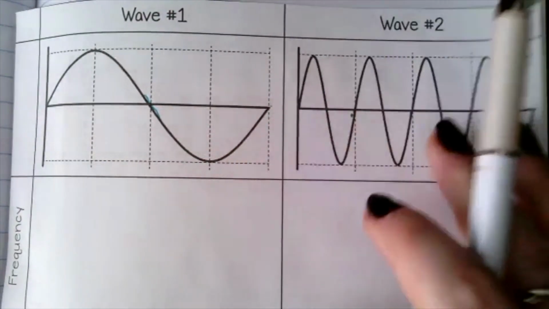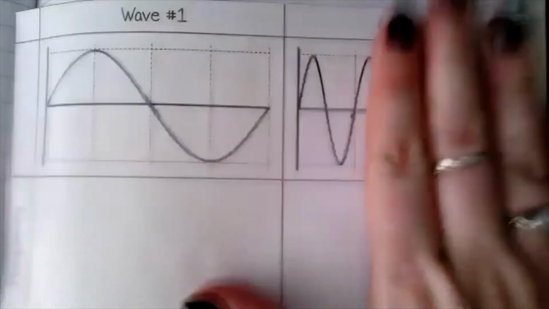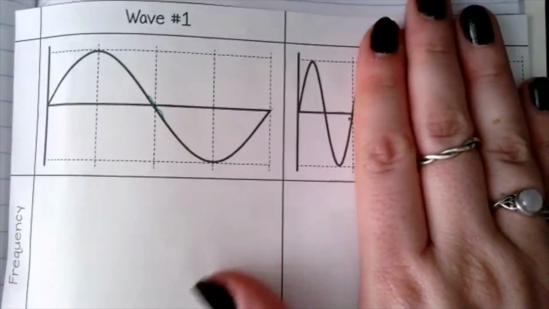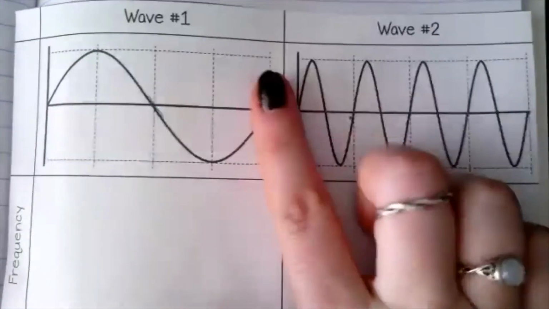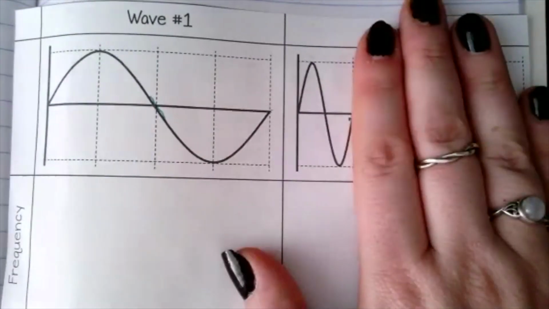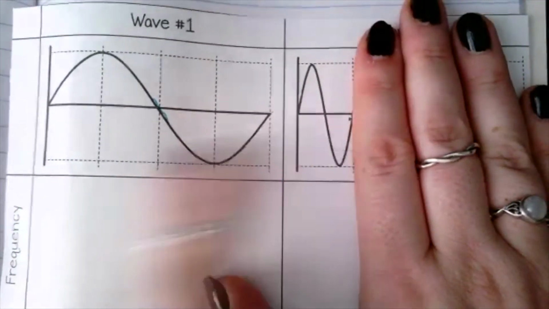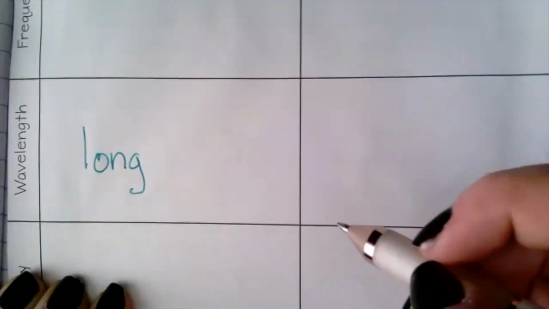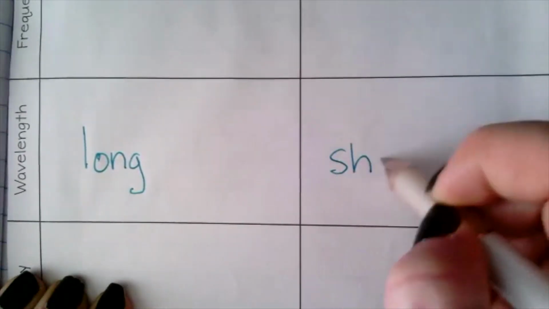Remember, when we're talking about length, it doesn't matter how many wave cycles there are, it matters how long they are. So 1 complete crest and 1 complete trough is that long for wave 2. This is definitely shorter than that one. So when we come down here to wavelength, this one's long, and this one is short.